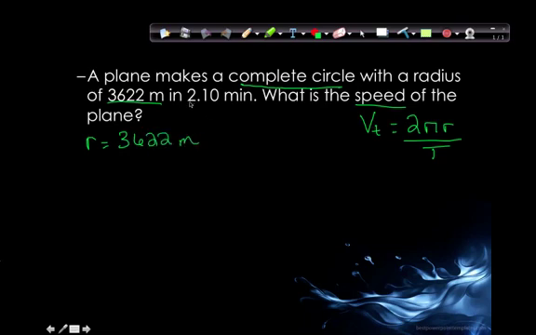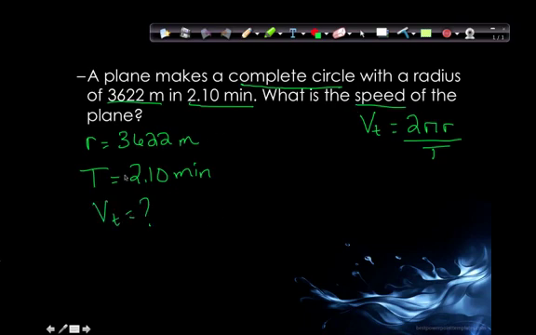And it does that in 2.1 minutes. So that's the time it takes to go around that circle. That will be our period. So that's a big T. So 2.1 minutes. All right, so now I'm looking at this. I'm looking for speed. So this is what I'm looking for.